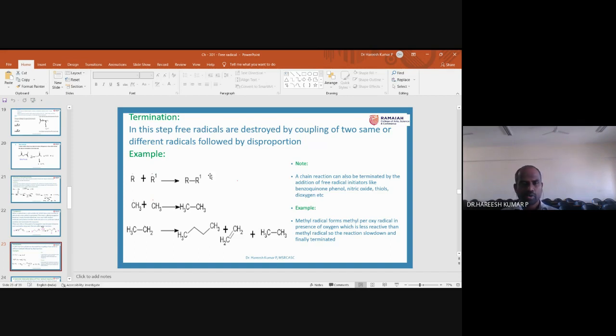So this is about the free radical mechanism, more particularly initiation, propagation, and termination. And one more thing you can remember: a radical itself is an unstable species, but it is observed that reactions happen through initiation, propagation, and termination. So let's go to another concept.